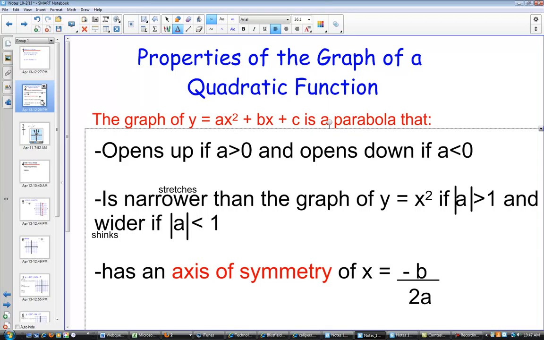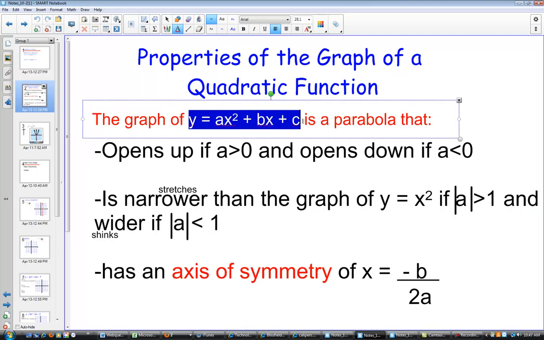The first thing you need to know about the properties of a parabola is that it is a second degree polynomial. So when you look at y equals ax squared plus bx plus c, you can see that we have the degree of 2. A degree 2 polynomial will be graphed as a parabola, which is like the U shape. It can be upward or it can be downward.